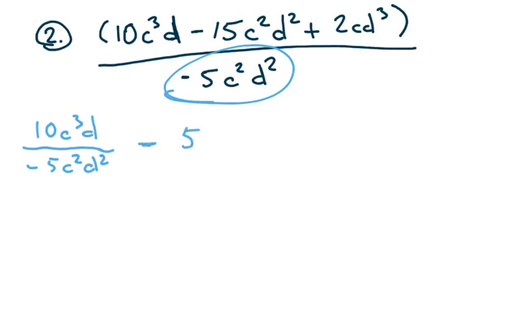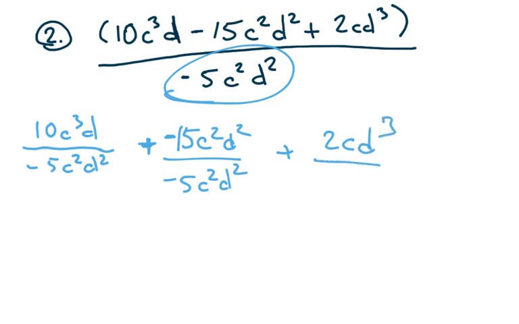Because we know it's just the denominator, or what you're dividing by, the divisor, is going to be written at the bottom. Now what I'm going to do with this negative, I'm actually going to do a plus and put a negative 15 here. And then I'm going to divide by negative 5c squared d squared. And do the same for the last one. Okay, so we've written it out, now ready to attack it.